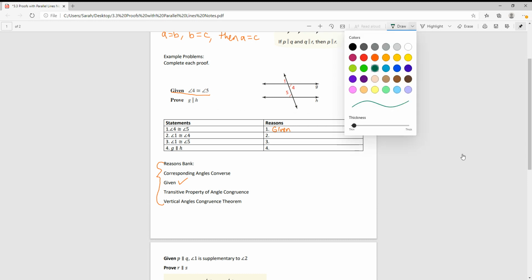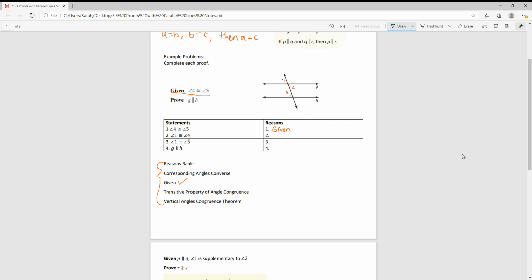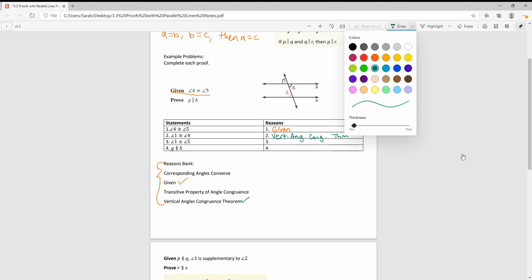Next statement is angle 1 is congruent to angle 4. How can we say that? Let's look at the picture. Here's angle 1, here's angle 4. Those two angles are vertical angles. Anytime you have two vertical angles, they are always congruent. So we're saying that angle 1 is congruent to angle 4, and we have used vertical angles for that. So vertical, I'm going to abbreviate here, vertical angles congruence theorem.